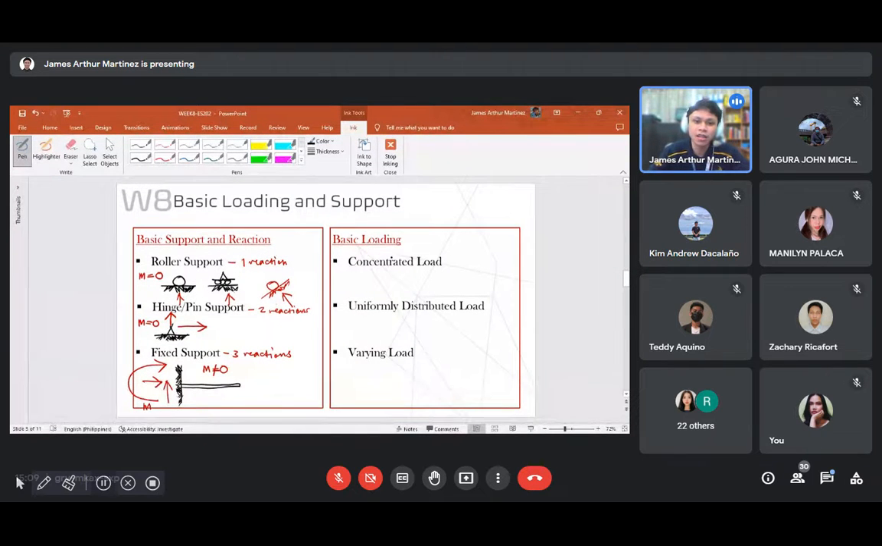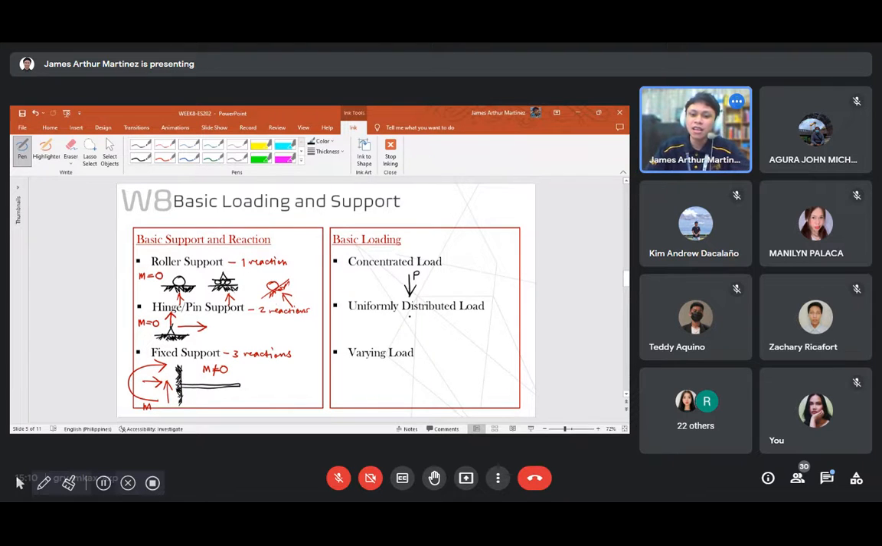So how about the basic loading? In basic loading, these are the applied loads or forces. Basically there are three classifications. We have the first one, the concentrated load. It is literally concentrated at a certain point. Sometimes this is also referred to as a pointed load. Okay? So technically, the forces we dealt with in our previous problems or sample problems are concentrated loads or pointed loads. Okay, this is what it looks like, right?